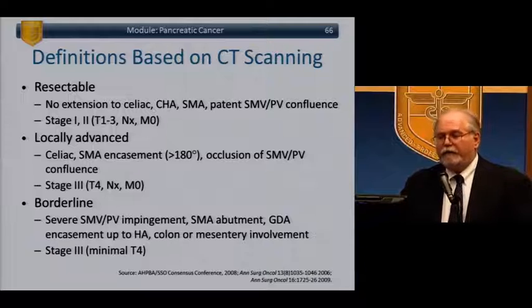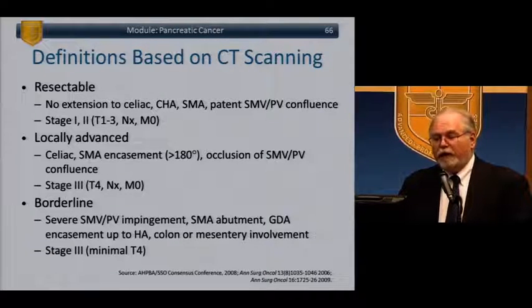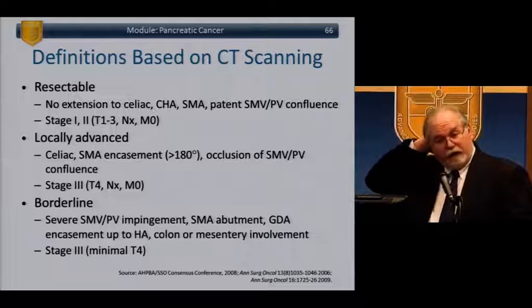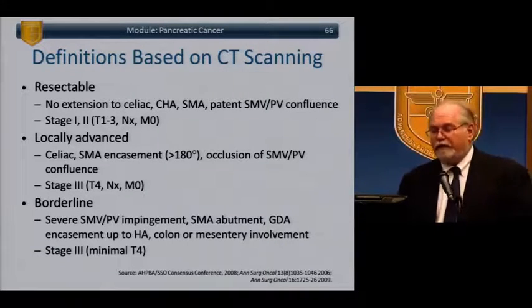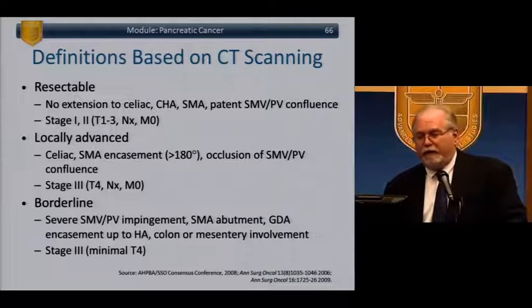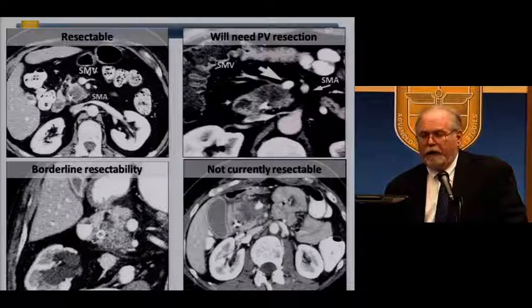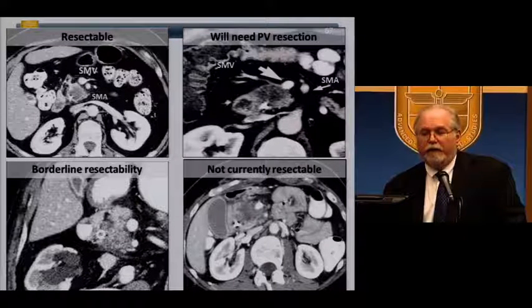Locally advanced is defined as where you have encasement of the SMA of more than 180 degrees, celiac involvement, occlusion of the SMV portal vein complex, stage 3. And then borderline would be where you have impingement of the SMV portal vein, abutment of the SMA, GDA encasement up to the hepatic, colon or mesentery involvement, and that's stage 3. What does that look like on film? Well, here's a resectable tumor.